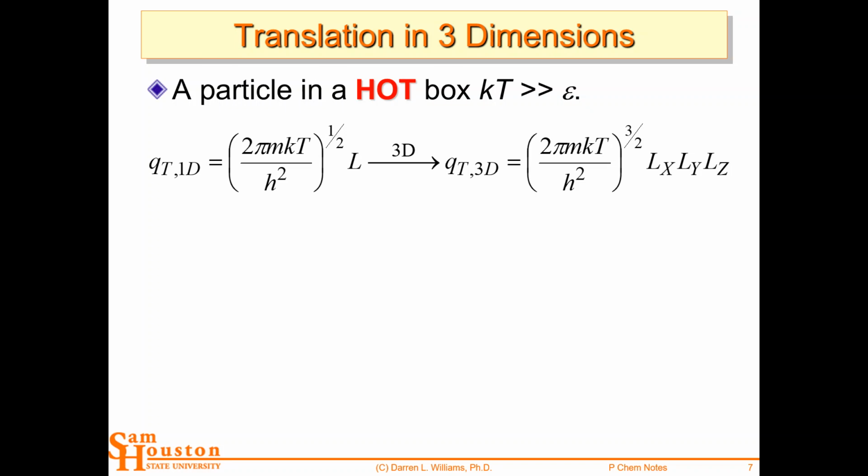We can just make this, again, into 3 dimensions by multiplying that result. So essentially you cube the result. You have 3 dimensions, so it's the partition function times the other partition function times the other one. So the partition functions are multiplicative. I will point that out here. Q total is equal to the product of all the other Q's.